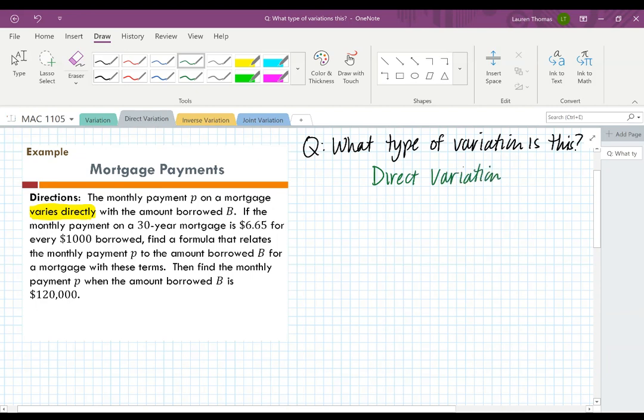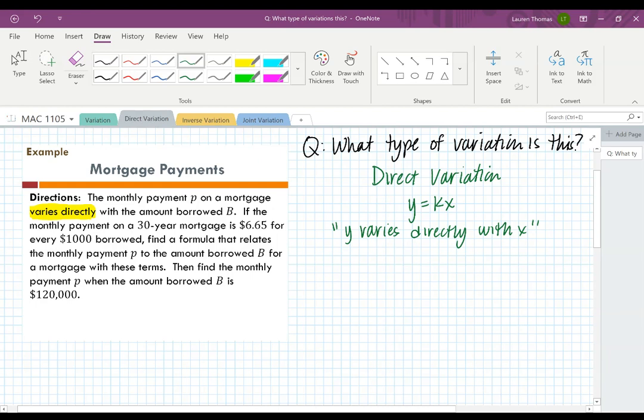So what that means is, in my mind, I need to think about, well, what equation goes with direct variation? Well, we know that that is y equals k times x. And that's read, y varies directly with x. That's how we read that particular model.